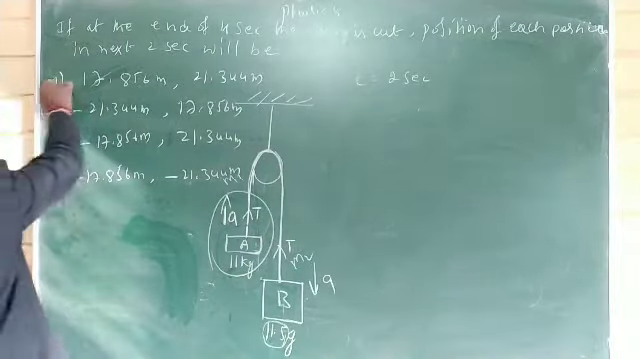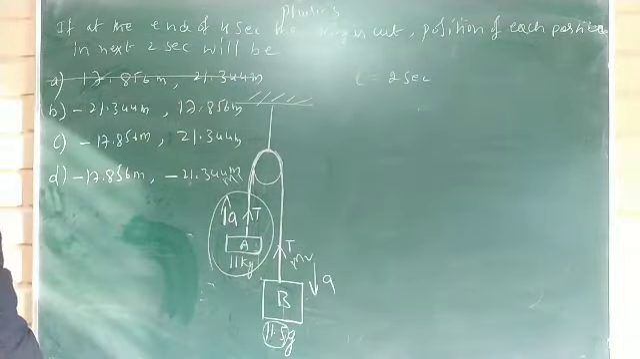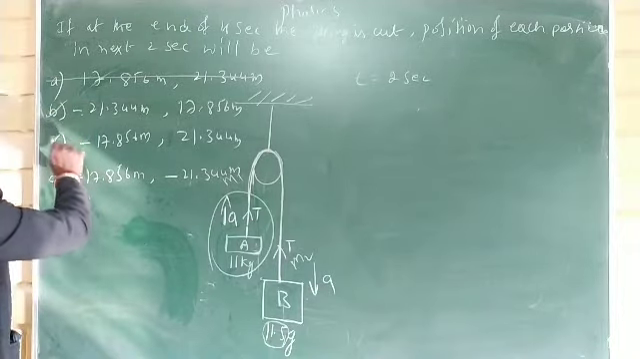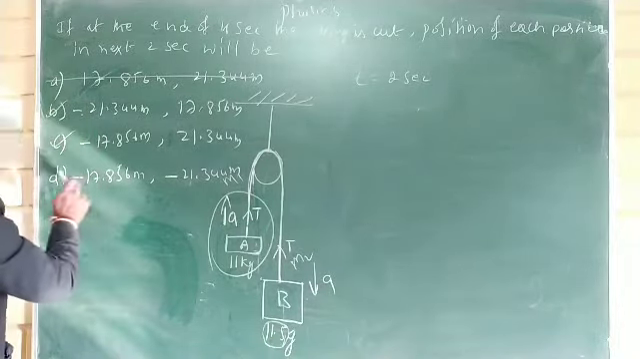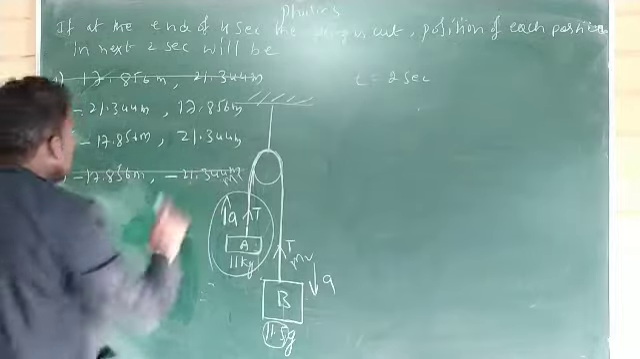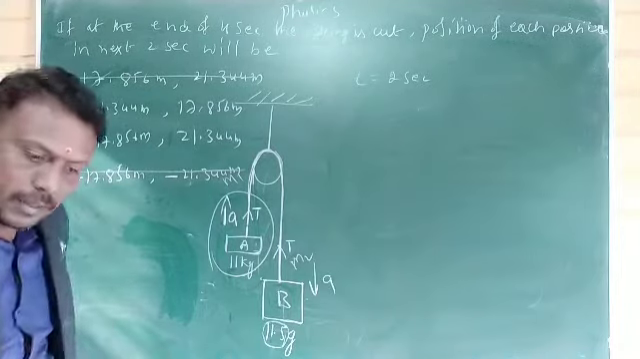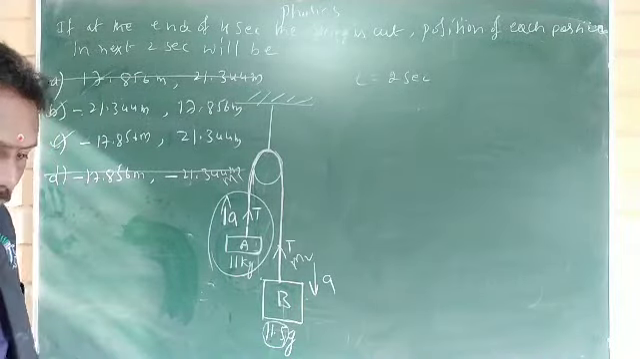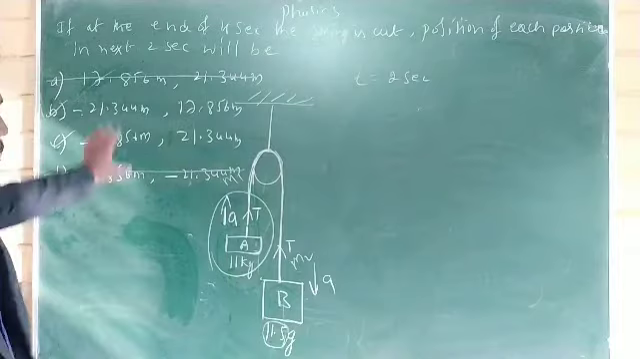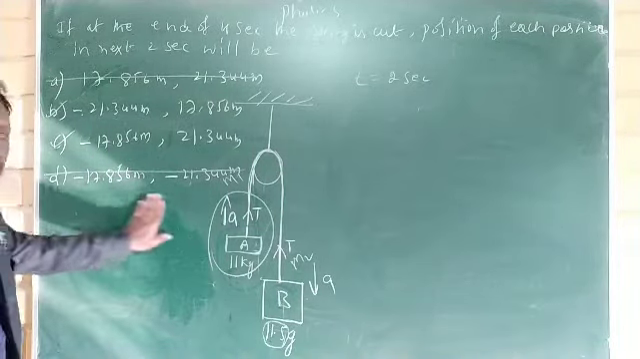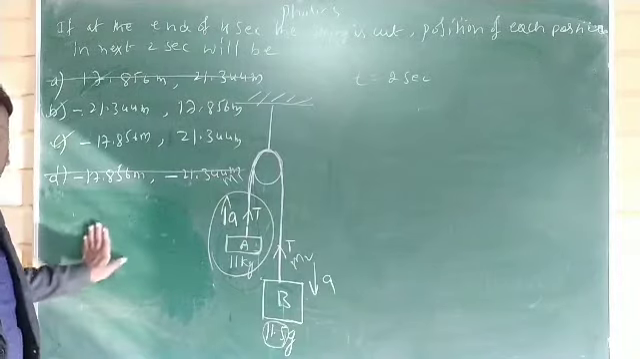So the option with both negative is wrong, and this one is right. From these two options, which one is correct? First, we have to calculate the position of the two bodies.